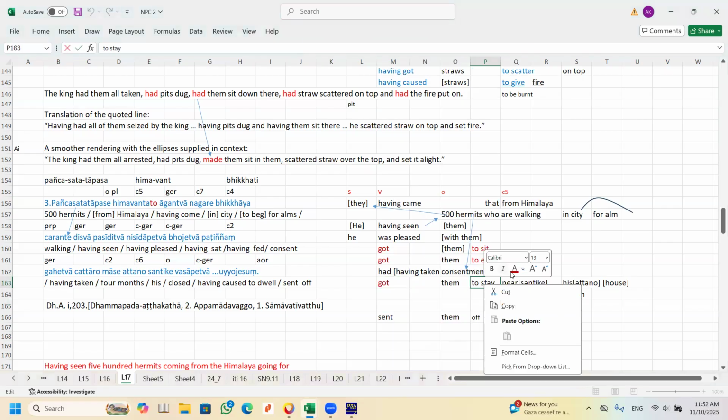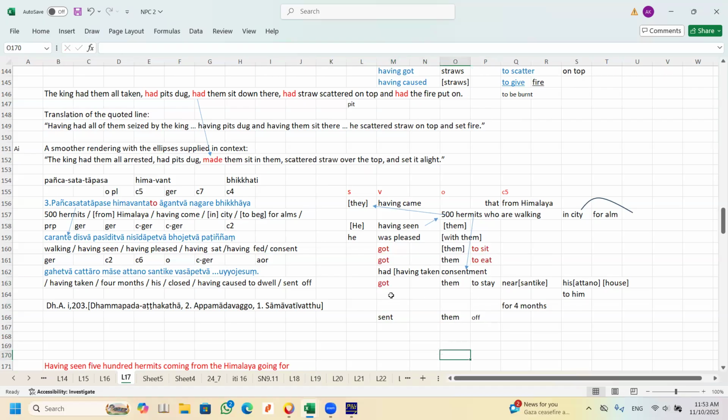Okay. Can you see this one? Vasati, from VAS. This is causative. Got them, again the same, got them to stay. And then you put this word near. Okay, this one, atano. Atano, you have two possibilities. Near to him? I don't think so. I think it's got them to stay near his, this word his, because this is his, the atano, his.